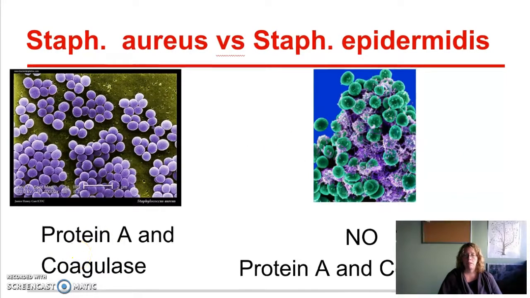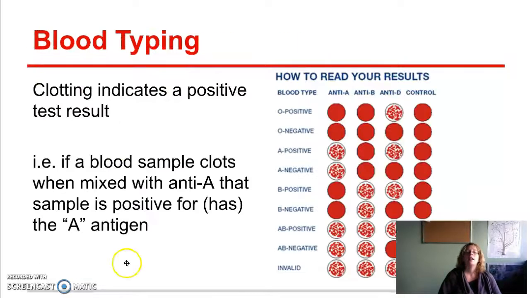Next, we're going to talk about blood typing. Blood typing is another situation where we're using agglutination to identify the presence of antigens. If you see clotting, it's telling you you have a positive result. So type O positive, type O blood does not have any A antigen.